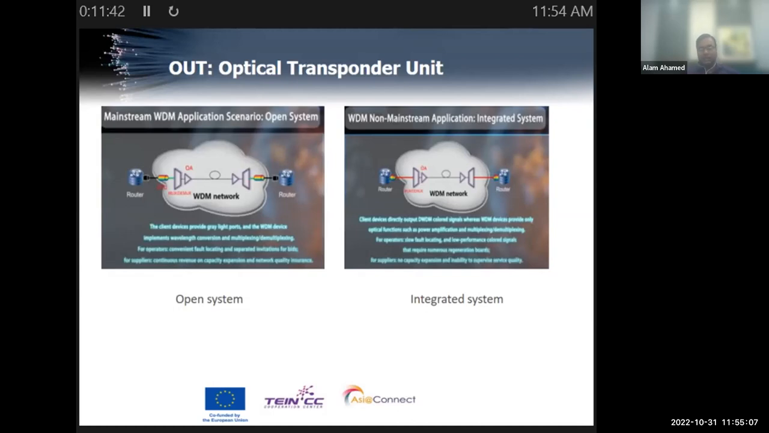Another scenario is the integrated system, which is rarely applied. In an integrated system, the client side device directly outputs a color DWDM signal, or the OTU is a standard component, and the WDM system provides only optical layer functions such as multiplexing, demultiplexing, and optical amplification. Its application is less than 10%. The integrated system is promoted by Cisco, but it is not recognized by mainstream operators. This is the key function that the integrated system allocates to the OTU.